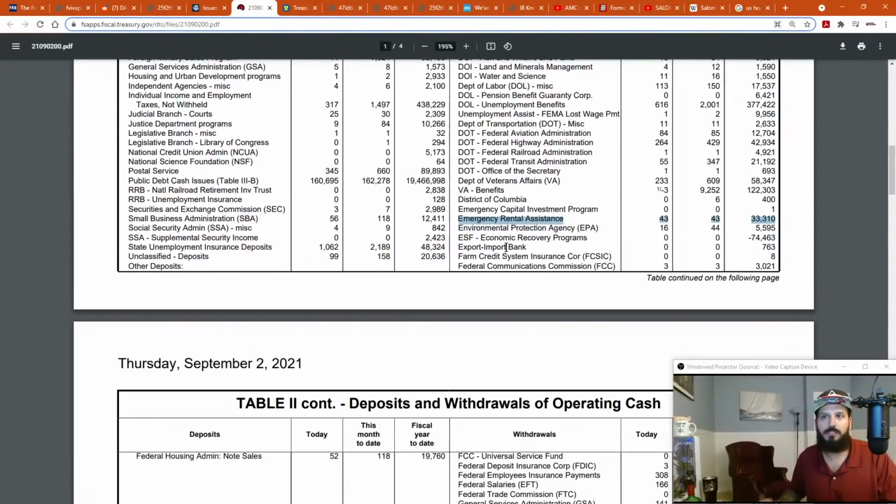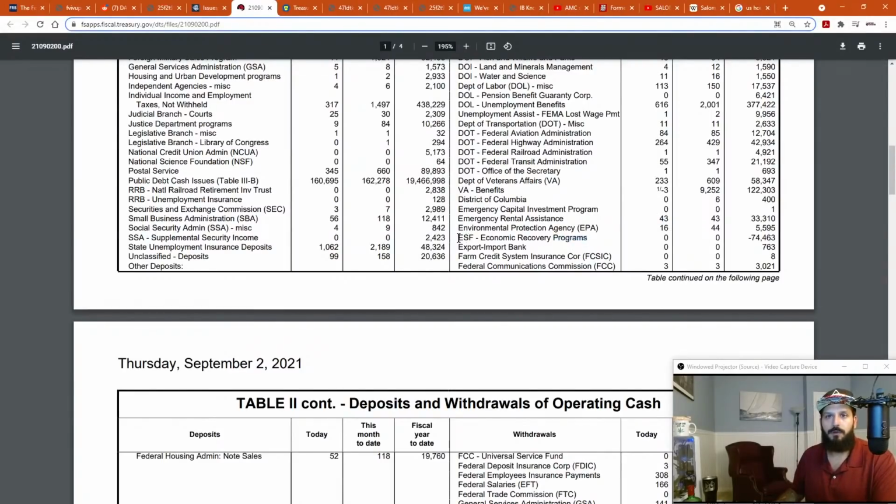Emergency rental assistance, the eviction moratorium. Here you go, guys. They had paid $33 billion this year, and only $43 million were passed out. So we're at maybe 8 to 9% of the actual money that was promised to people for the eviction moratorium and emergency rental assistance that has actually been distributed.